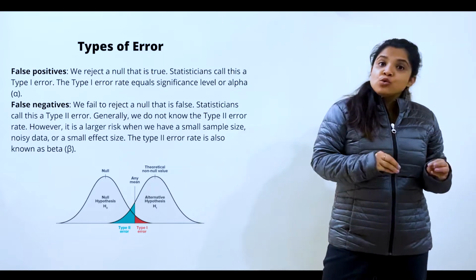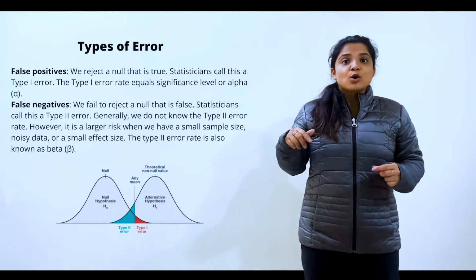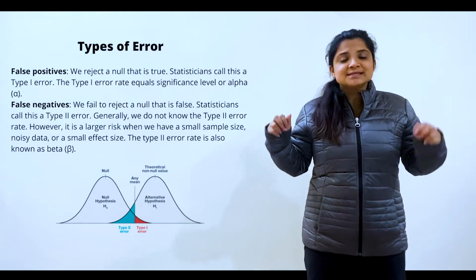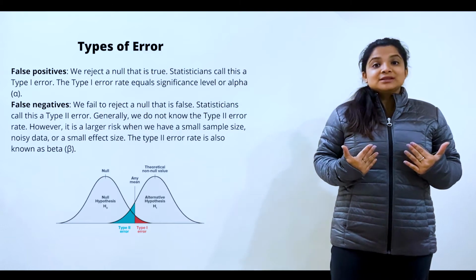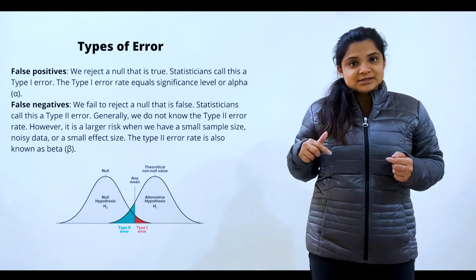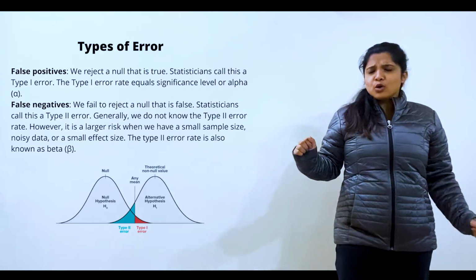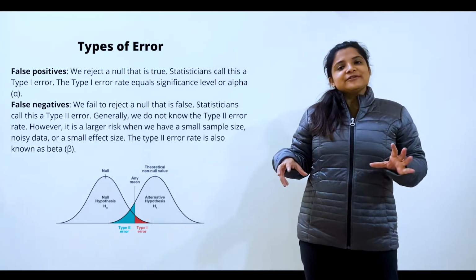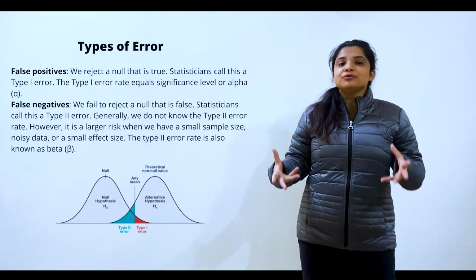Now type 2 is when we fail to reject the null hypothesis. What does this fail to reject mean? Fail to reject means when we accept the null hypothesis that is actually false. They're also called betas. Okay, I've just given you the definition of type 1 and type 2 error. Now we will talk in great depth about what they actually mean.